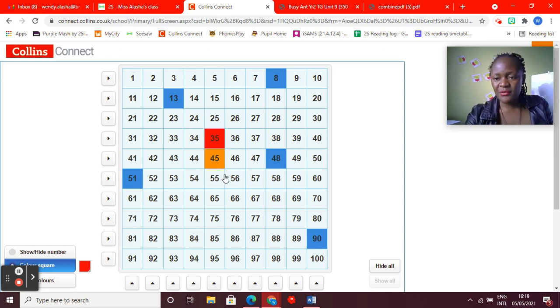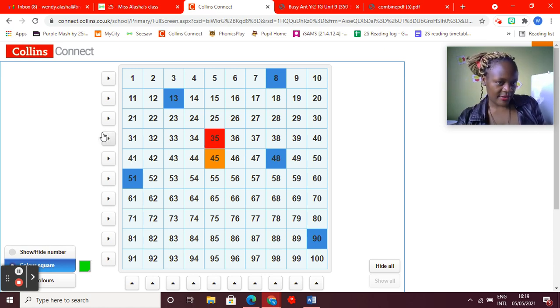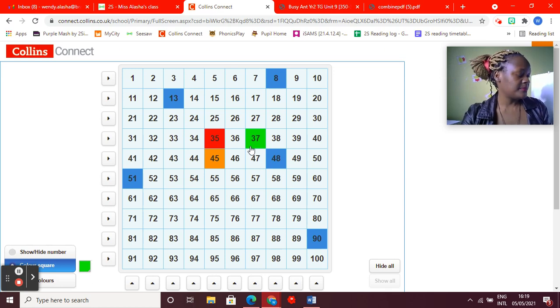What about if we start from 35 and I'm thinking of a number which is 2 times more than 35. Let's make that one green. From 35, we want a number that is 2 steps more than 35. Which direction do we go? That direction? No. That direction? Oh, yes. So 35, 1, 2, and we'll stop at 37.